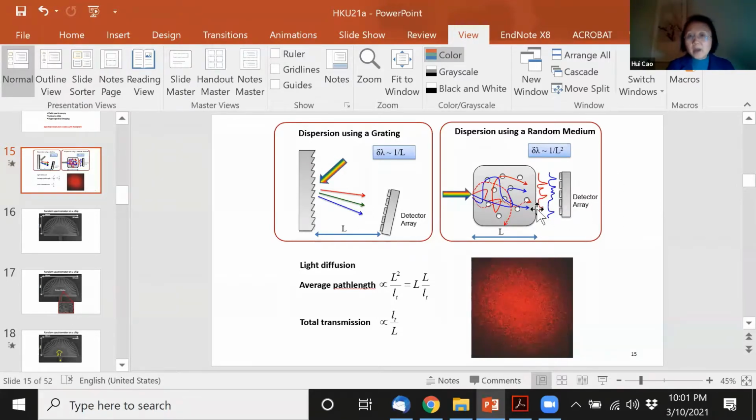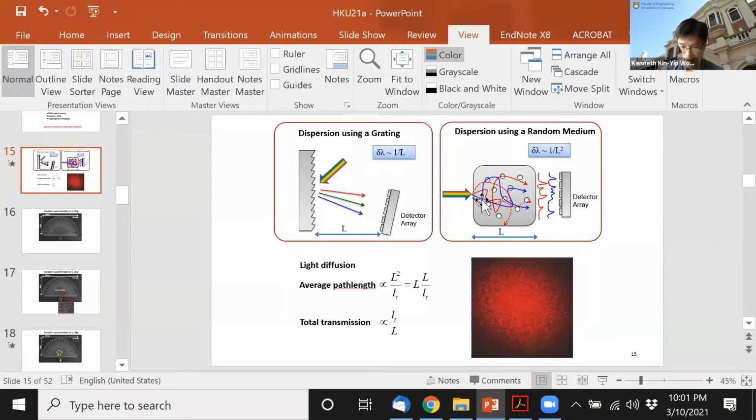Because if you want to transmit it, you really go through all the things, right? But for reflection, you may just be reflecting from the first few layers that can already reflect most of the light back. So if the path length is shorter, then the resolution will be worse for the reflected light compared to the transmitted light.